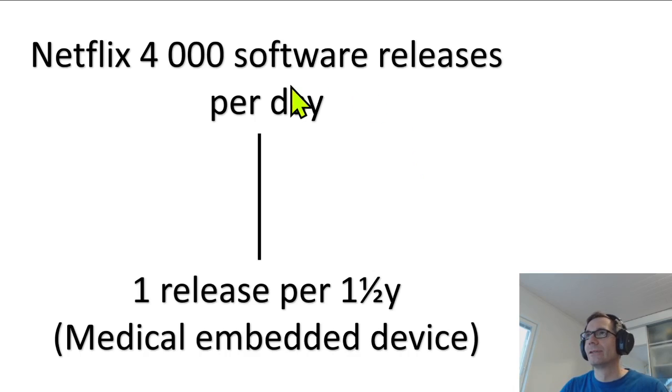If Netflix makes a mistake and something doesn't work well, your movie does not play. So in the end, it's a minor inconvenience, although it's a minor inconvenience to thousands of people. But still, it's not so critical. Whereas in the medical device business, if the medical device malfunctions, then people could die.